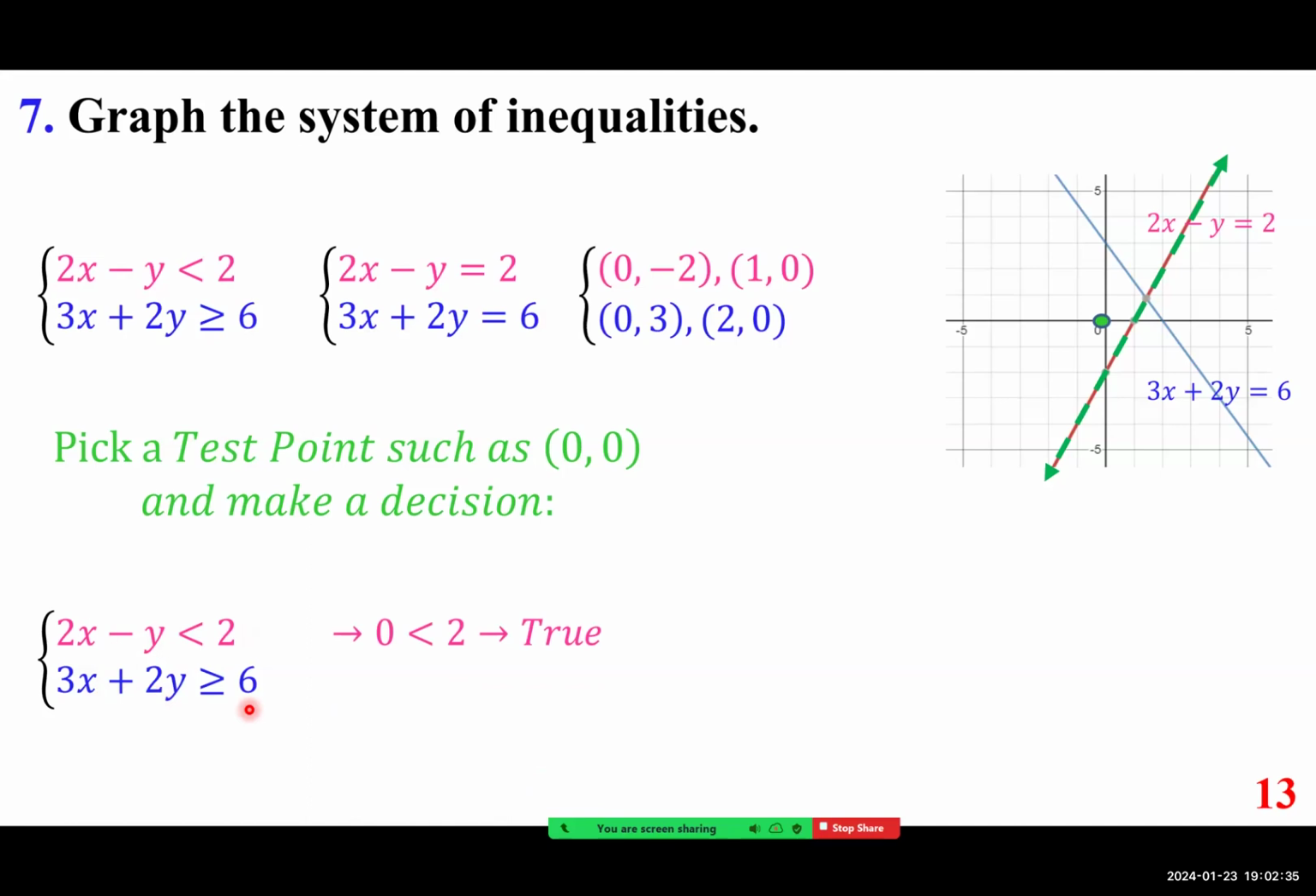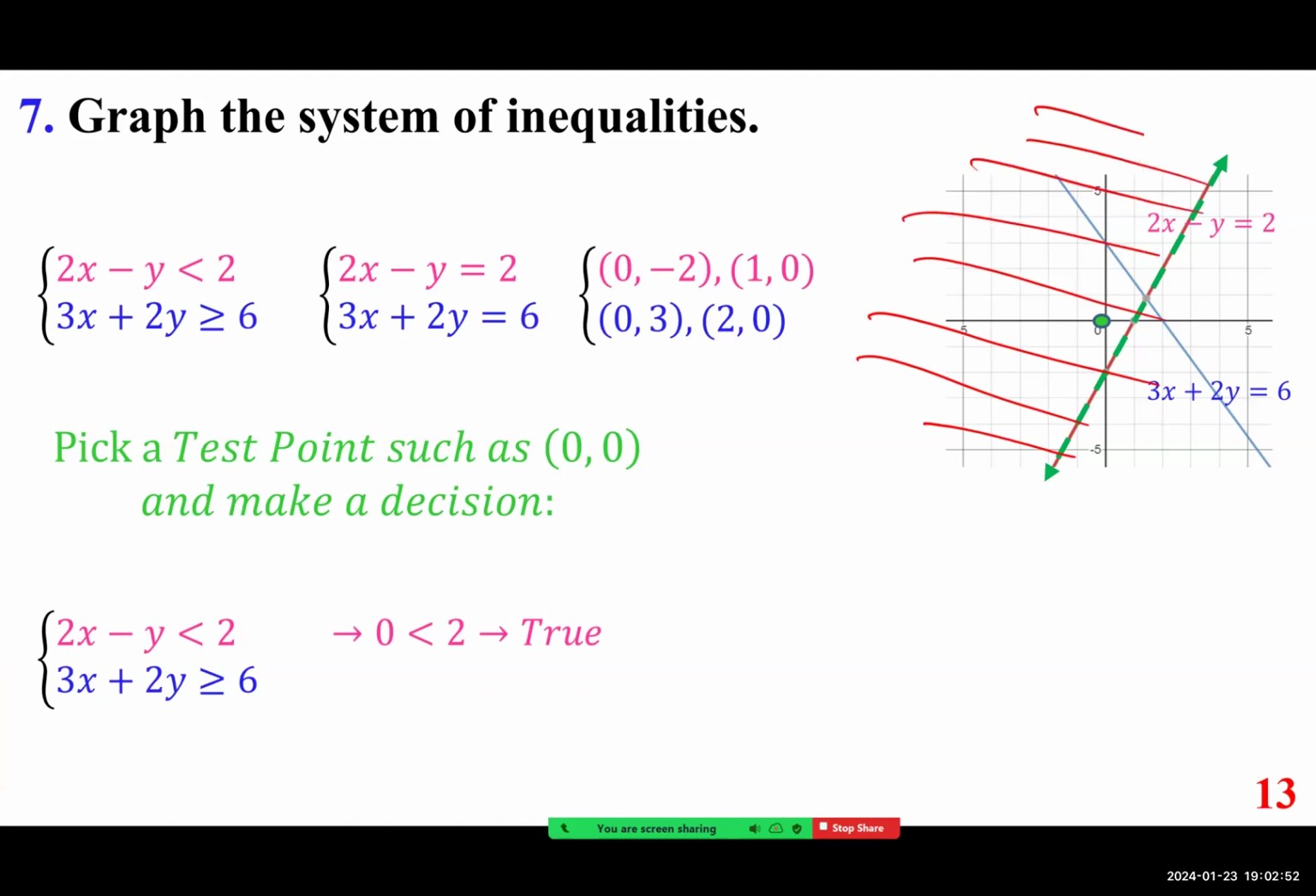And so for the red one, which we changed to a green one, it becomes, in essence, this side, okay? And for the blue one, because 0 larger than or equal to 6 is a false statement, it's the opposite side. So this is the blue one. This doesn't work, so this side doesn't work. The opposite side.